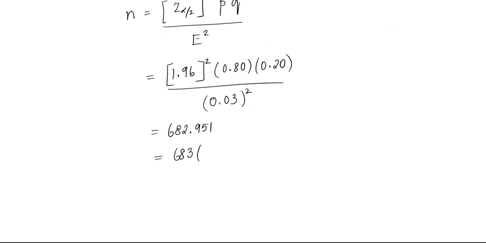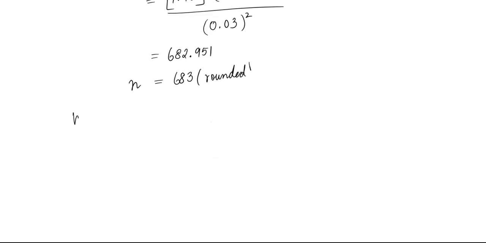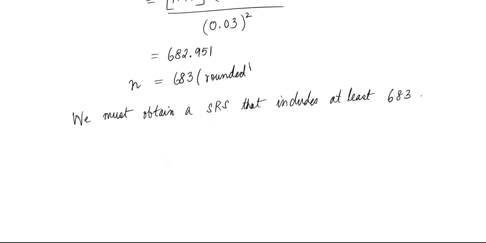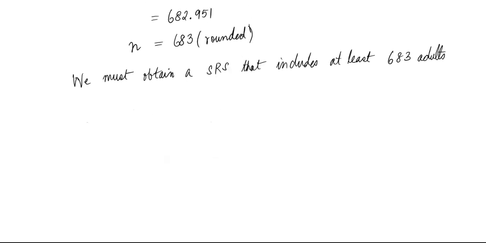Even if it was not a 0.95, it was a 0.1, you will still round it up. We're always better off rounding up than down. So then we say, we must obtain, we meaning the author, right? That was a question. He must obtain a simple random sample that includes at least 683 adults. That was for part A.